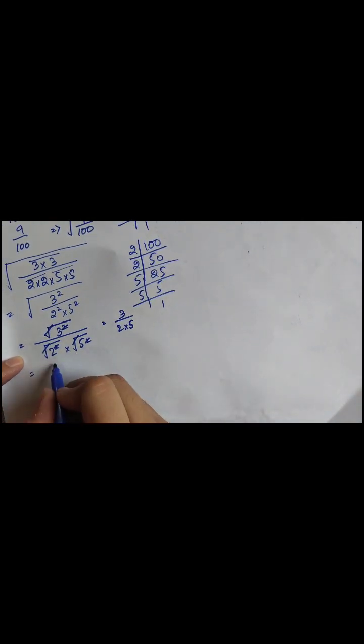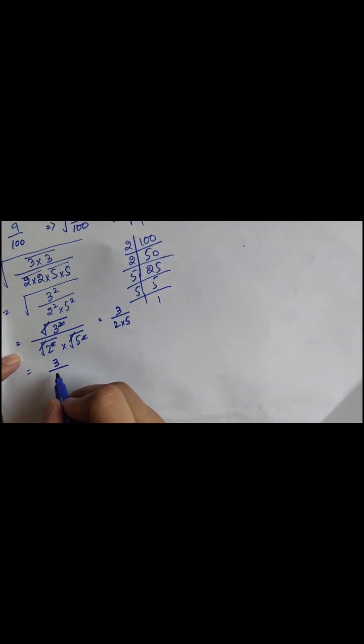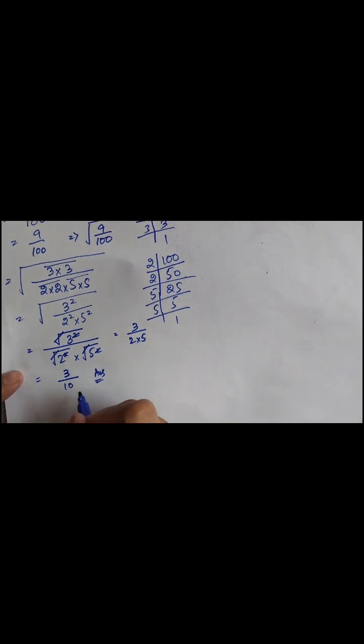Now you can simply solve it. 3 over 10. This is your answer if you find the square root of 0.09. Further simplification, you can also write it like 0.3. This is how we can take the square root of numbers having decimals.